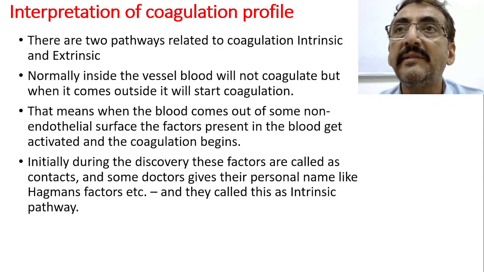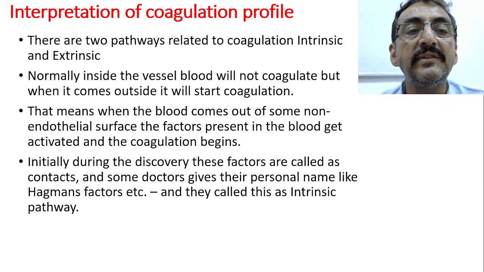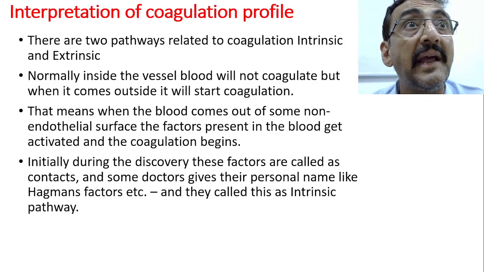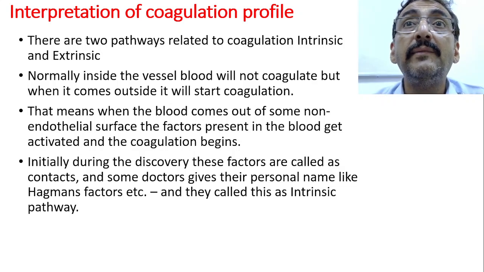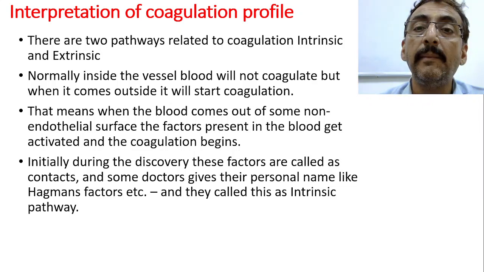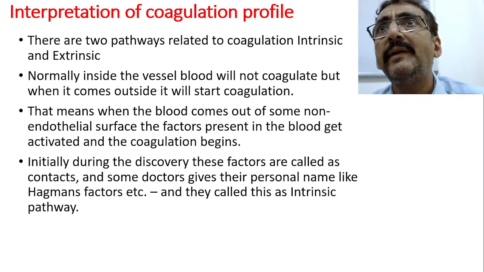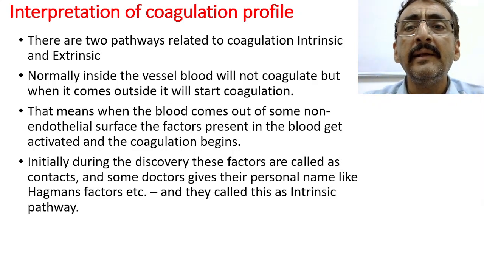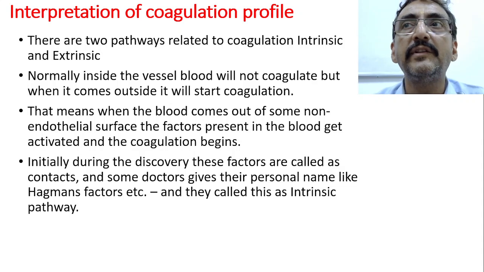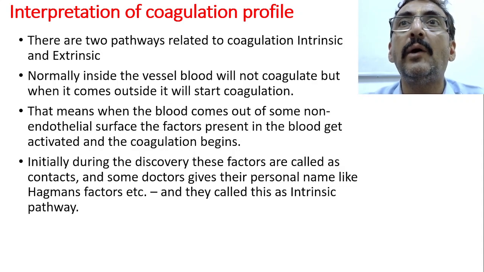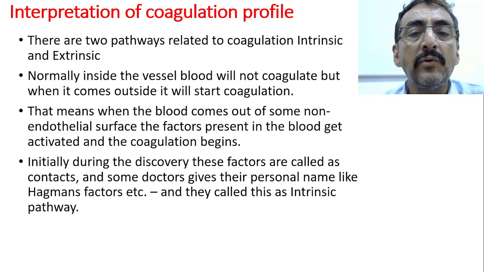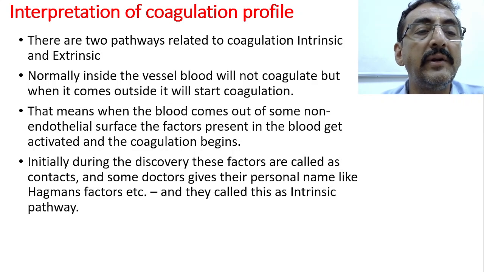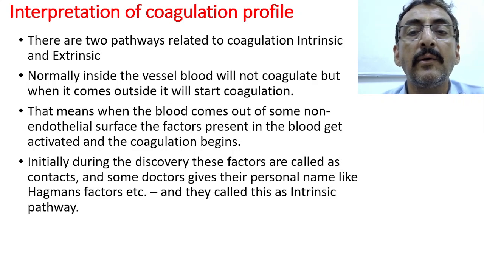As soon as the blood touches any non-endothelial surface, some factors get activated, and as a result, the blood will undergo clotting. Coagulation begins. So initially, during the discovery of these factors which are responsible for coagulation when the blood is taken out of the endothelial surface, they were basically called contacts. Just like factor, they call it contacts.